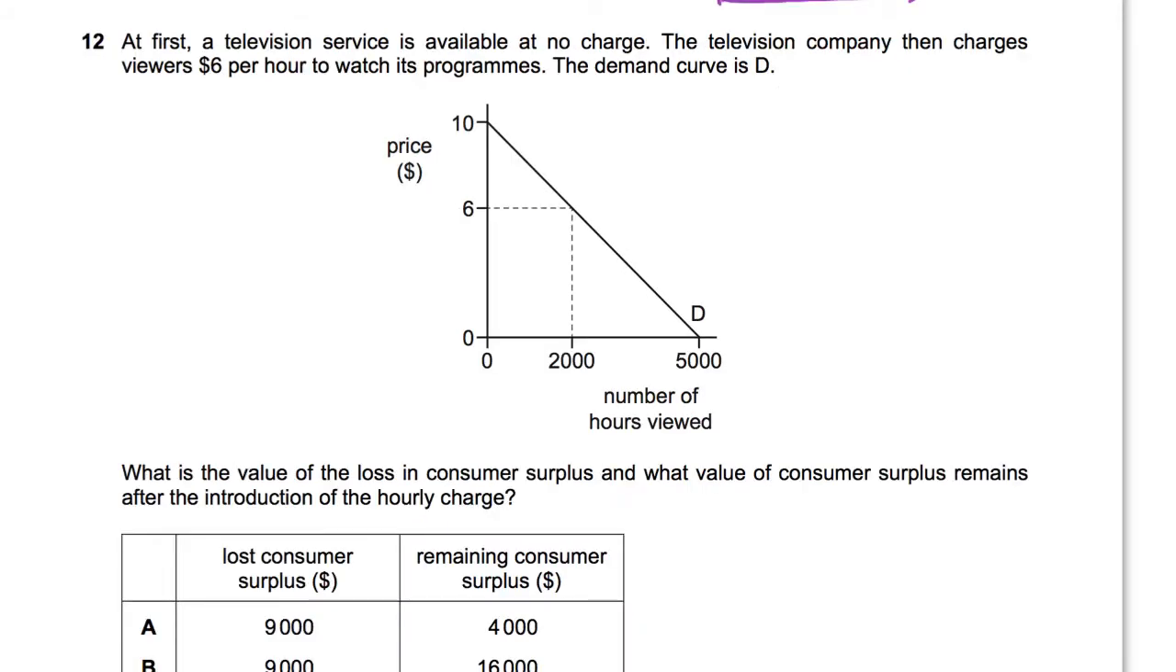In question 12, it says at first a television service is available at no charge. So there is no price for the television service. The television company then charges viewers $6 per hour to watch its program. The demand curve is this. So when there is no price, the price is zero. They're asking us what is the value of the loss of consumer surplus, and what value of consumer surplus remains after the introduction of the hourly charge.